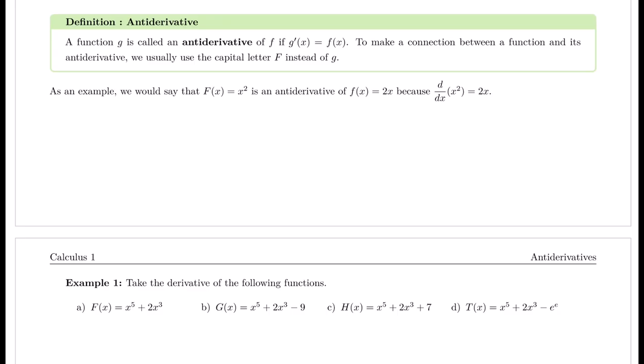A function g is called an antiderivative of f if g prime of x is equal to f of x. To make a connection between a function and its antiderivative, we usually use the capital letter F instead of g. As an example, we would say that capital F of x is equal to x squared is an antiderivative of lowercase f of x is equal to 2x, because the derivative with respect to x of x squared is equal to 2x.